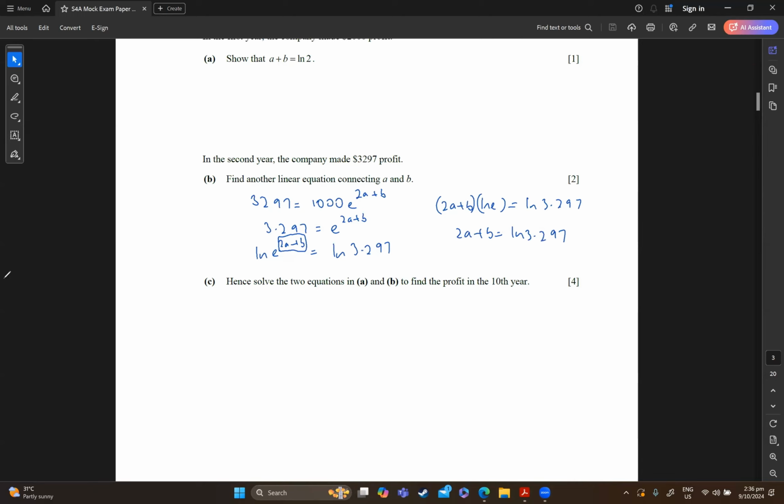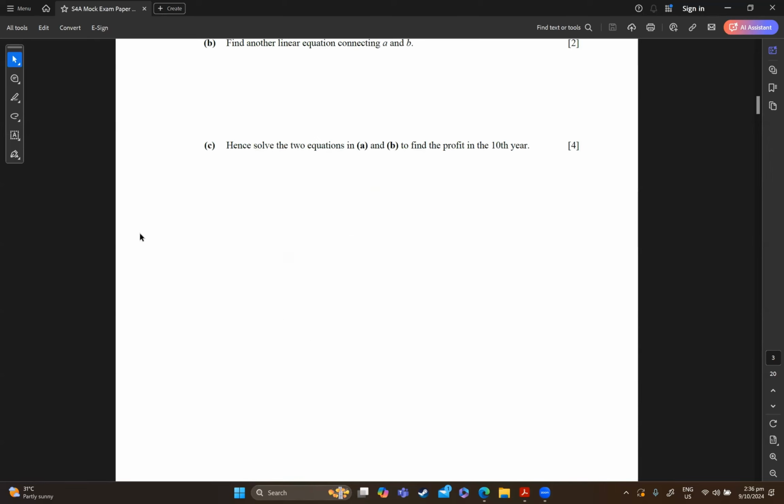Okay, hence solve the two equations from part A and part B. So you do a simple simultaneous equation. Write down the two equations. The first one is A plus B equals ln 2. That's equation 1. 2A plus B equals ln 3.297. That's equation 2. Subtract the two equations. You'll immediately get A equals ln 3.297 minus ln 2.